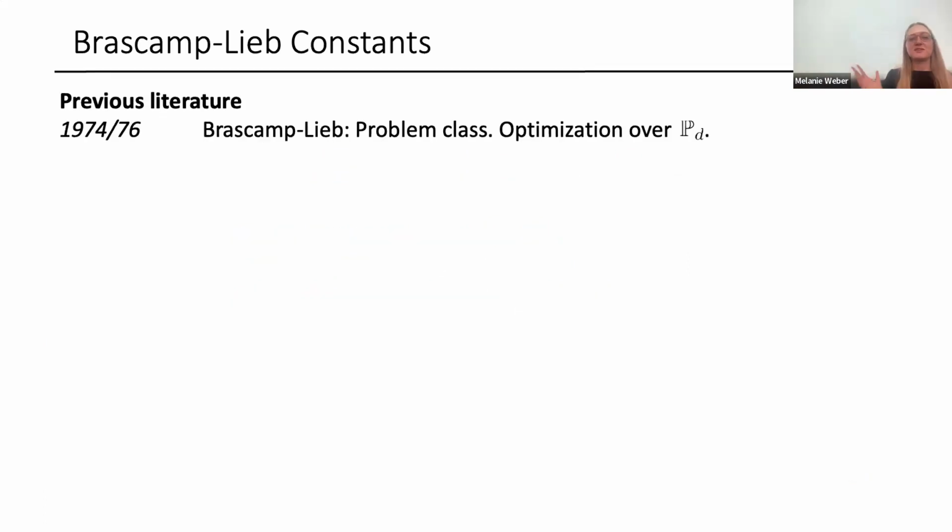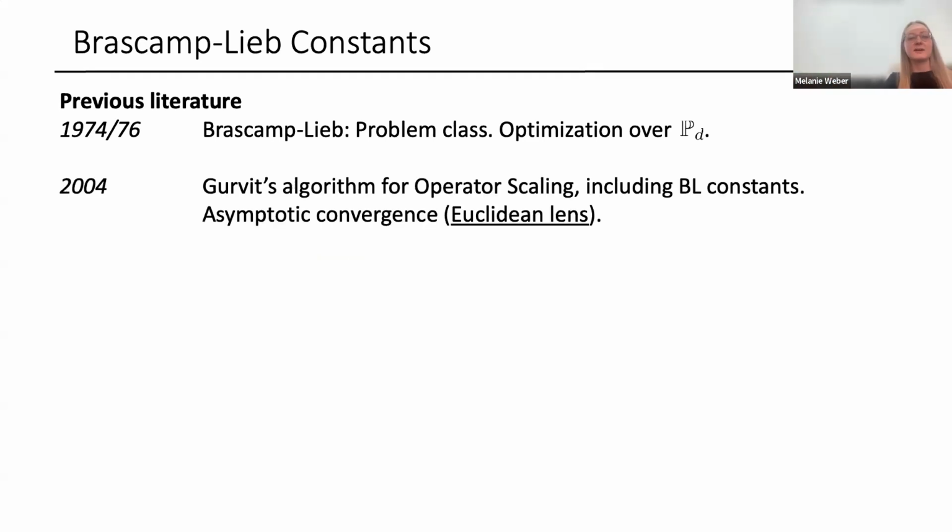This problem has received a lot of interest in the theoretical computer science literature. Brascamp-Lieb inequalities themselves were introduced in the 70s by Brascamp and Lieb. And already in their original paper, they showed that the optimum is attained over positive definite matrices, meaning that if we solve this as an optimization problem, we can restrict ourselves to the manifold of positive definite matrices.